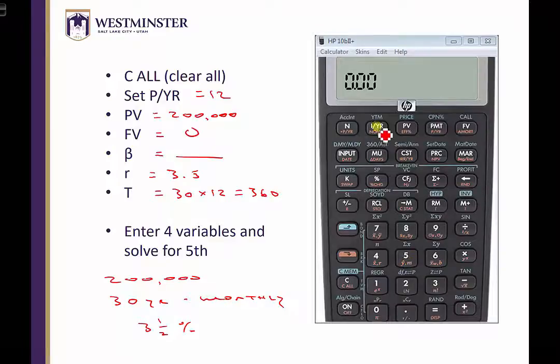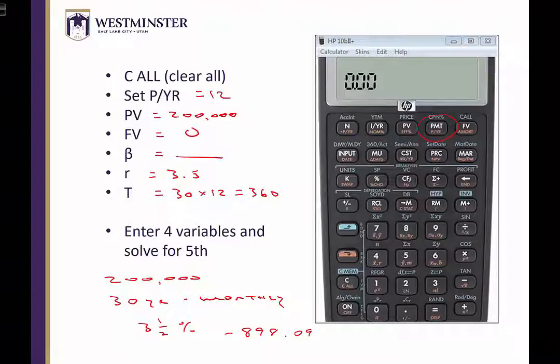3.5 I divided by YR, or interest per year, and then 360 N. And once I've done that, I simply press the payment button, and it's going to solve, and it's going to tell me my payment is negative $898.09. And it's negative because that's money I have to pay each month for 30 years at a 3.5% interest rate in order to have received $200,000 in a loan today.